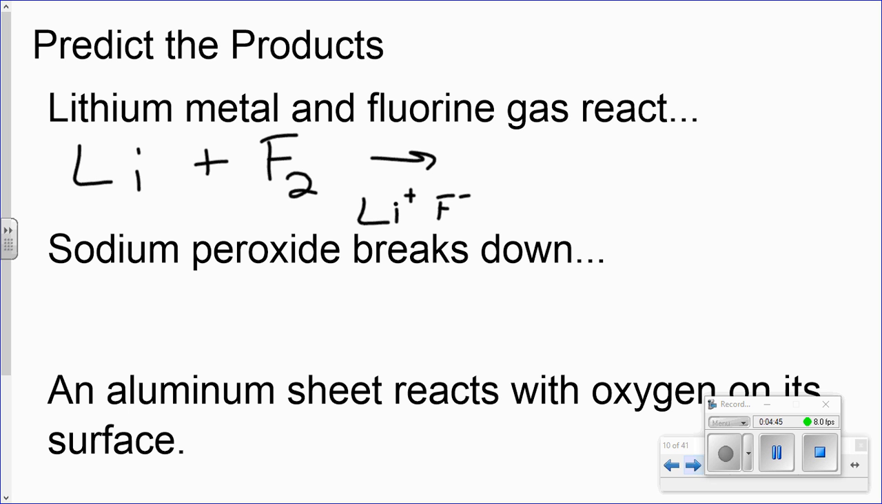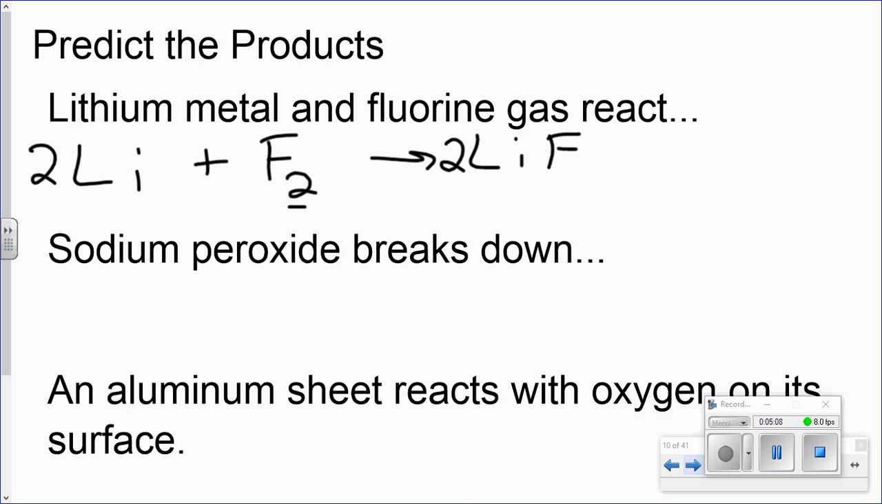Now where are these things coming from? Remember, Li is a metal, lithium's a metal. So we use our ion sheets. Remember, it always goes back to the ion sheets. LiF. And of course, we should balance this. In order to do that, you need a 2 here because of the 2 and a 2 here. Okay, 2, 1, 2.